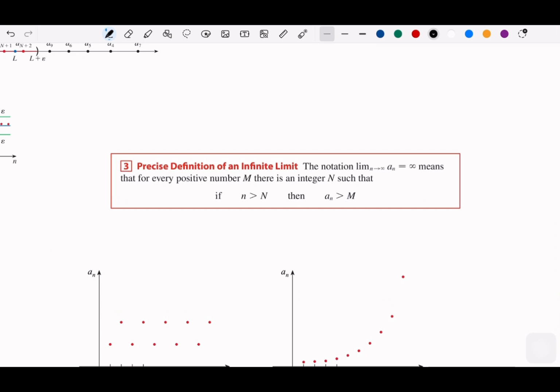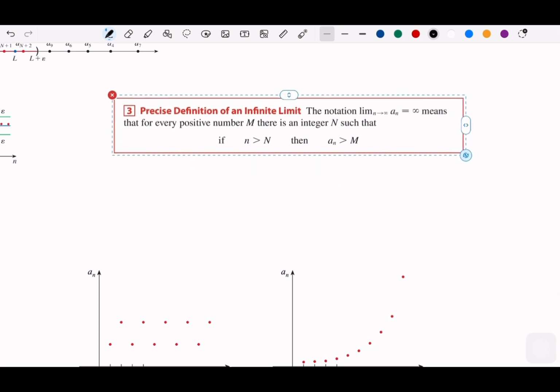Now, the precise definition is that whenever n is greater than the integer capital N, the a_n is always greater than the capital M. I think I forgot to put that in. So it means that a_n will always be greater than any value that we set. It means that it is going to be increasing, increasing, and increasing.